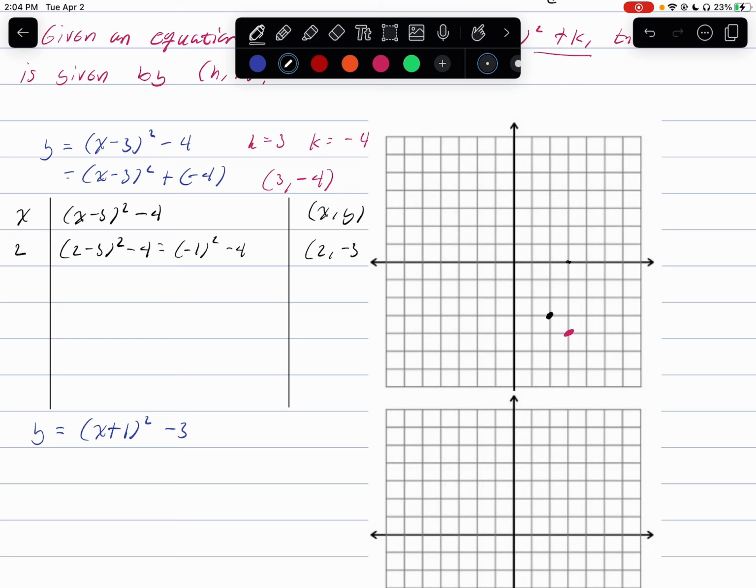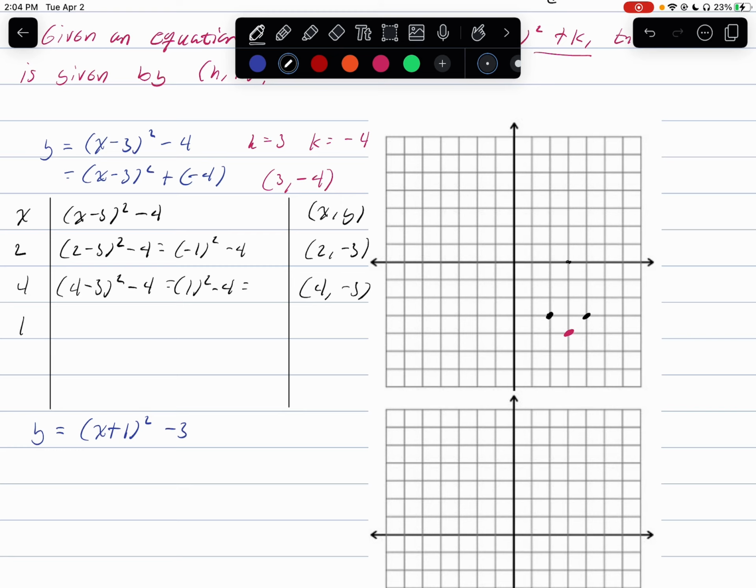Okay? Now we want to get something just to the right here. If we go just to the right of 3, we'll have x equals 4. So we'll have 4 minus 3 squared minus 4. This is going to be equal to 1 squared minus 4, or just 1 minus 4, and that's negative 3. So I have the point (4, negative 3). We go over 4, and we go down 3. Okay, and then we'll go one further to the left.